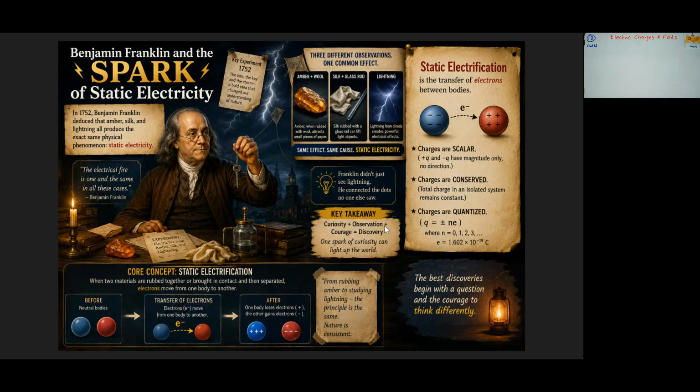And the core concept, static electrification. When two materials are rubbed together or brought in contact and then separated, electrons move from one body to another. Before, both bodies are neutral. After the transfer, one body loses electrons and becomes positive, and the other gains electrons and becomes negative. Clear? So now let's test our fundamental concepts before we launch our interactive virtual laboratory.